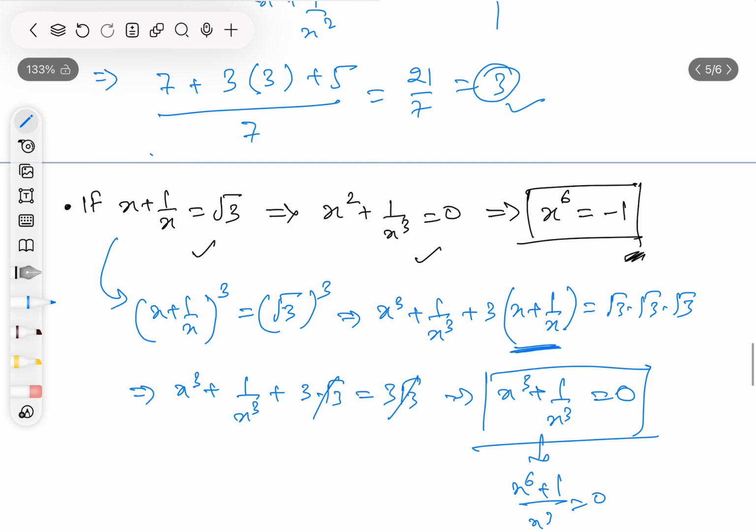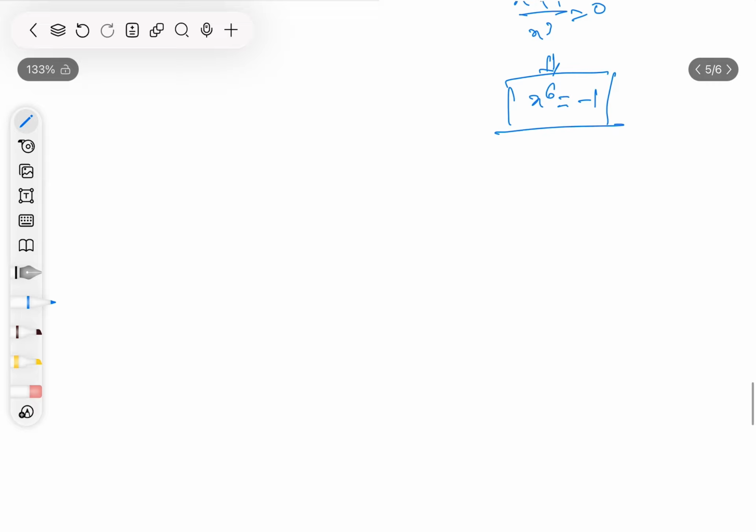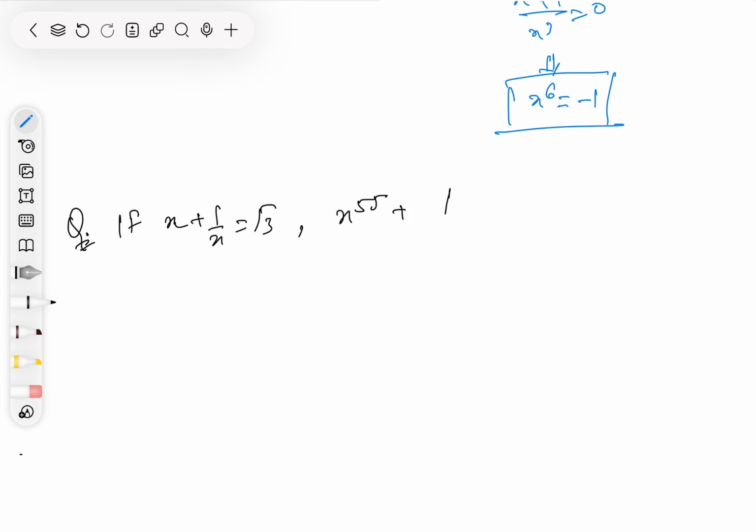So again, I'll say the same thing. If you are given this or this, conclude this. Let's see a question. Let's say in a question you are given that if x plus 1 by x is root 3, then find x to the power 55 plus 1 by x to the power 55.